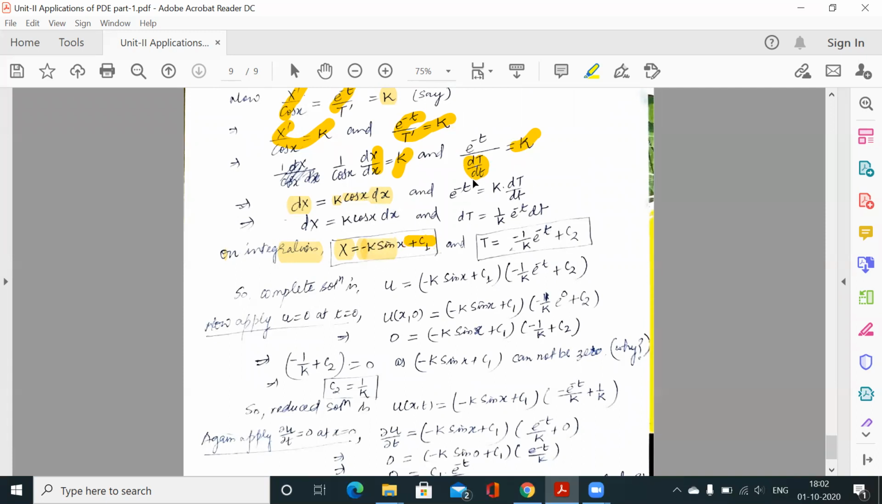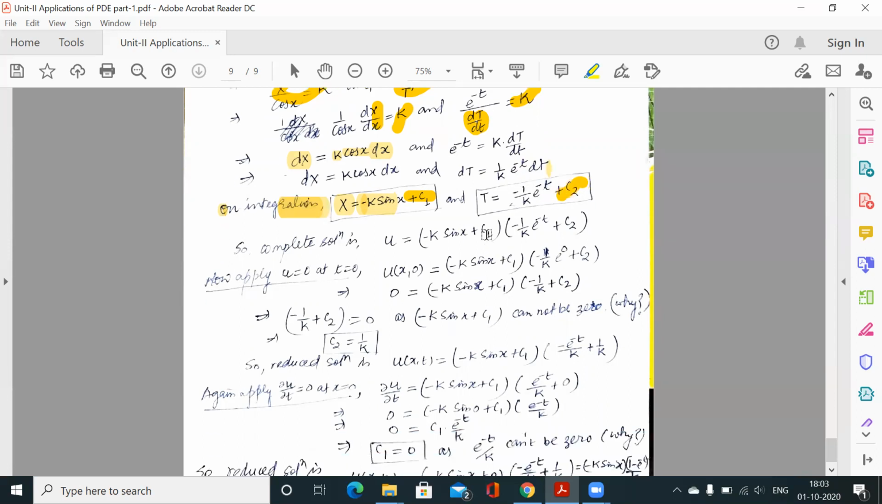Okay. Next, the second equation, e to the power minus t is equal to k dT over dt. So this capital dT is equal to, this k would go on this side, 1 over k e to the power minus t dt. After integration, the integration of dT is capital T, and 1 over k is a constant. The integration of e to the power minus t is minus e to the power minus t, plus an integrating constant c2.